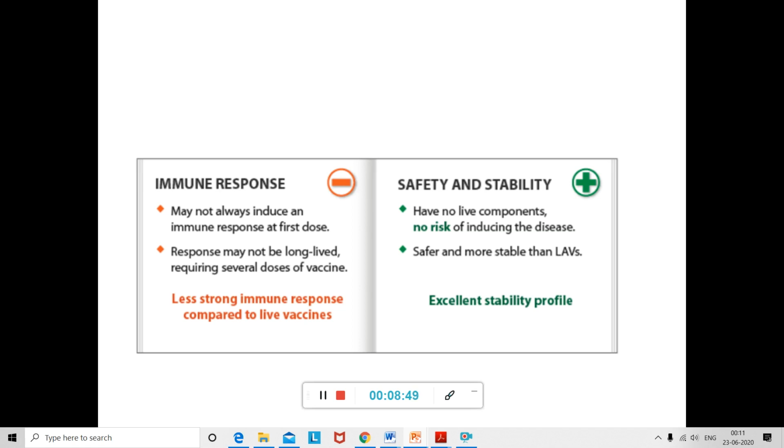And coming to the safety and stability, it has been found to be more stable than the live attenuated vaccines, and they have no live components, and so the chance of inducing the disease is in fact nil in the case of the killed vaccines, and they are safer and more stable than the live attenuated vaccines.